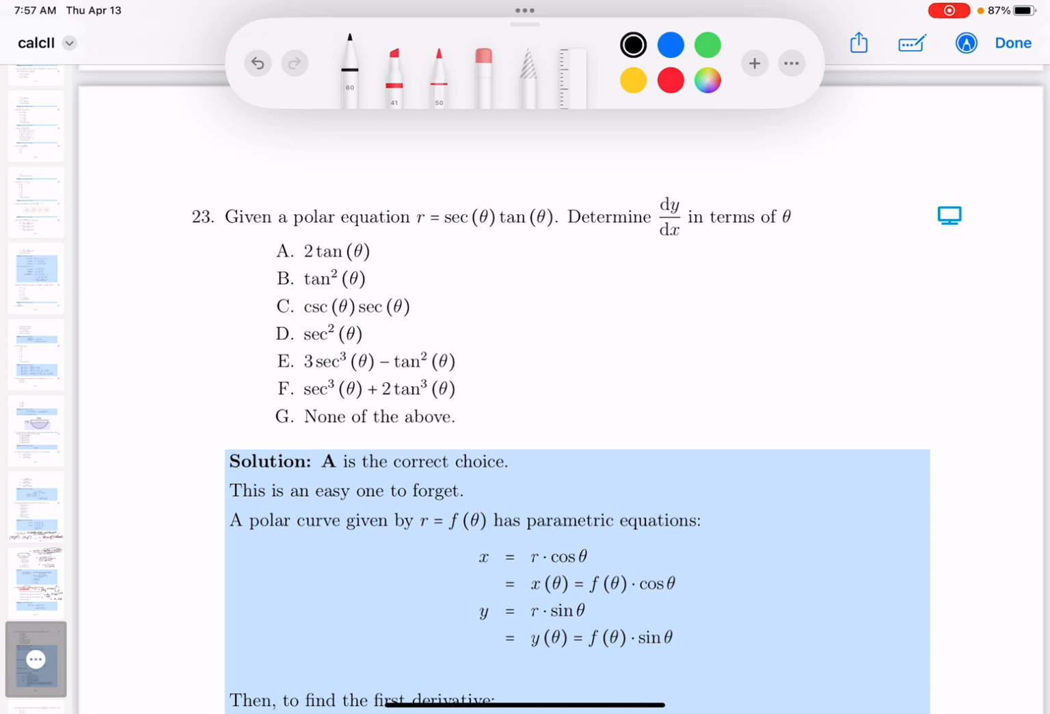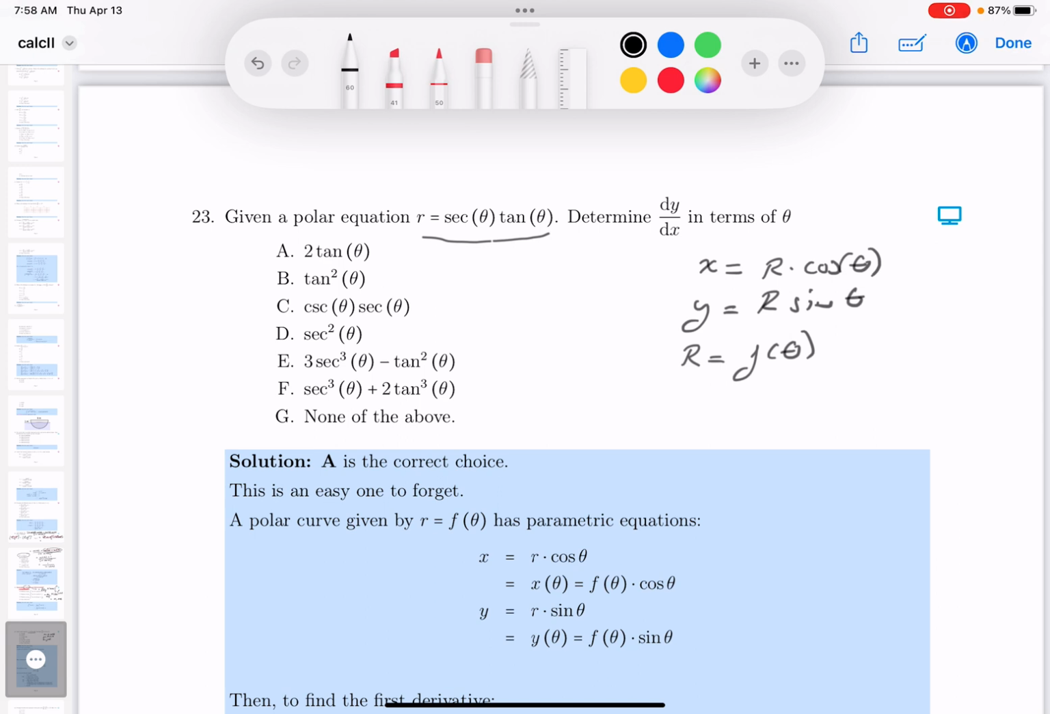So the first thing I want to get across to you is something you should know in polar equations: x equals r cosine theta, and y equals r sine theta. You should also know that r is some function of theta. Now, what's the function? It's right over here.